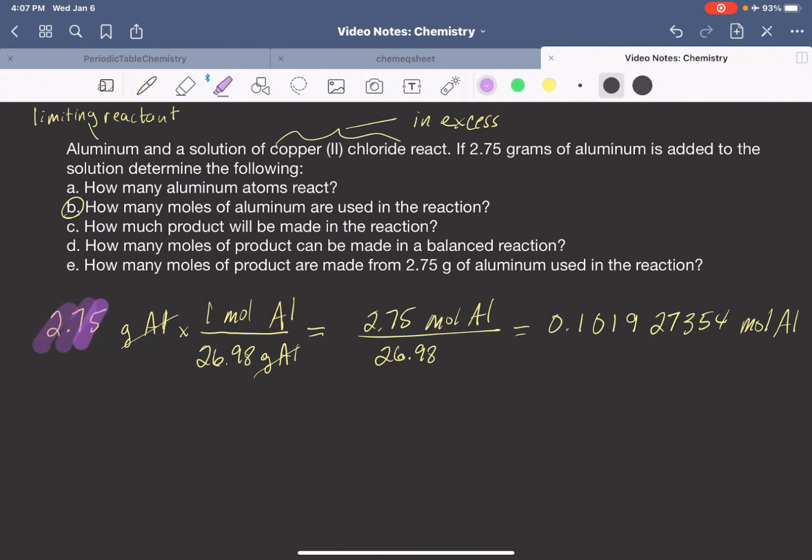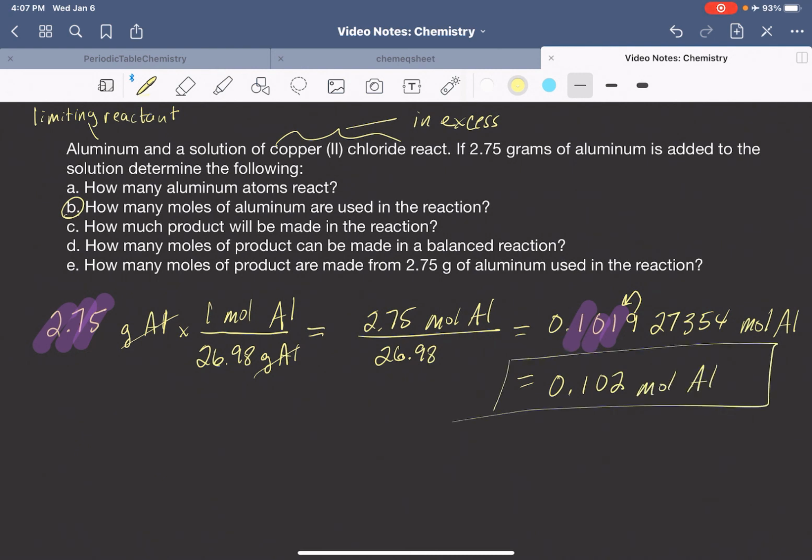Again, 1, 2, 3 significant digits. There's our first, there's our second, there's our third sig fig. This 9 definitely would round that number up, so we would say 0.102 moles of aluminum. And if you think about that, that makes sense. We're just, because it's a fraction of it, right? I mean, 2.75 is a fraction. It's a percentage, and it's a very small percentage of 26, right?